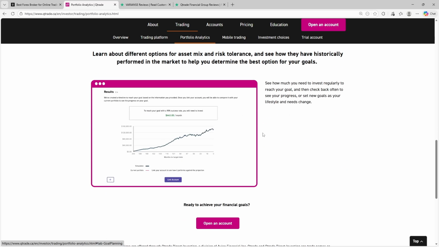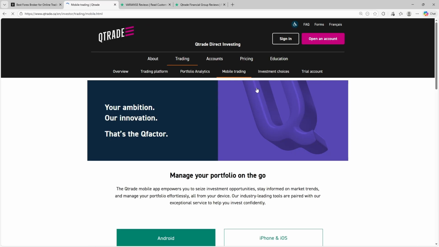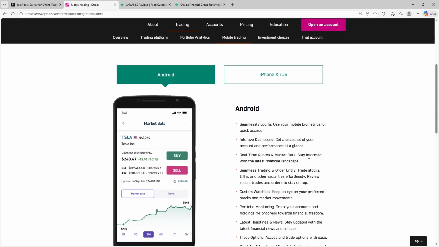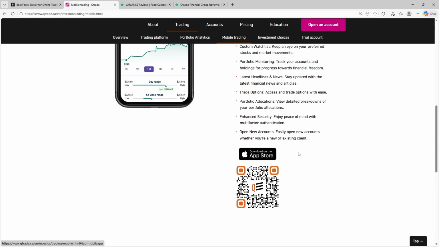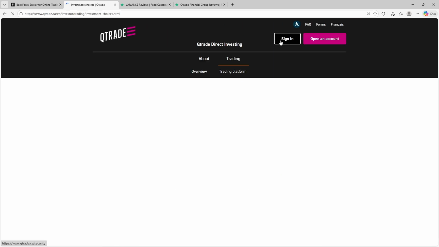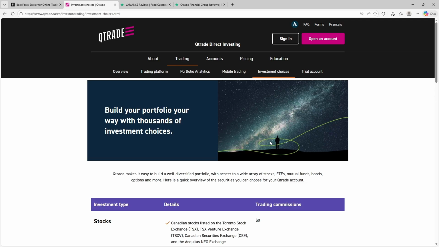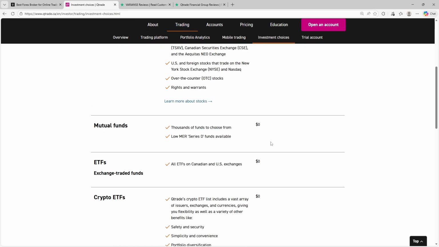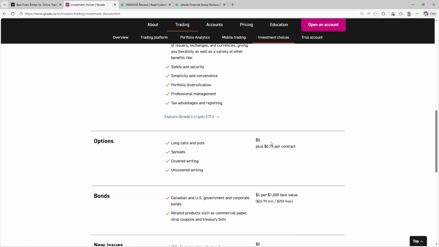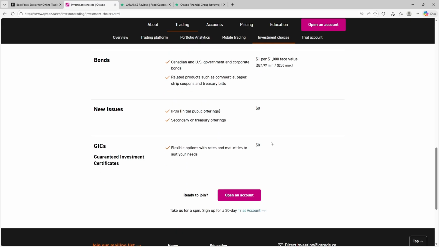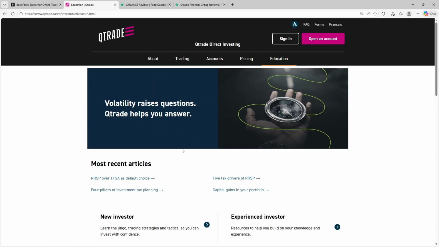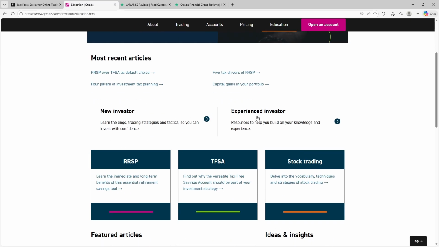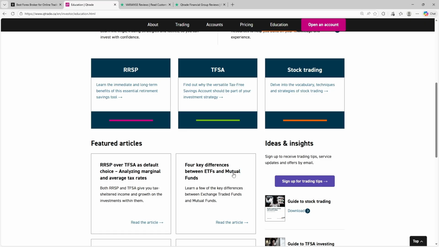QTRADE's history stretches back to the early 2000s, originating in Canada through partnerships with credit unions seeking a reliable online brokerage solution for their members. Over time, QTRADE evolved into a nationally recognized direct investing platform with a strong reputation for customer education, investor protection, and conservative financial practices. Its long operating history gives it credibility among Canadian investors, particularly those focused on registered accounts and retirement planning. However, the platform's traditional structure can feel outdated to users accustomed to modern trading apps and real-time analytics.